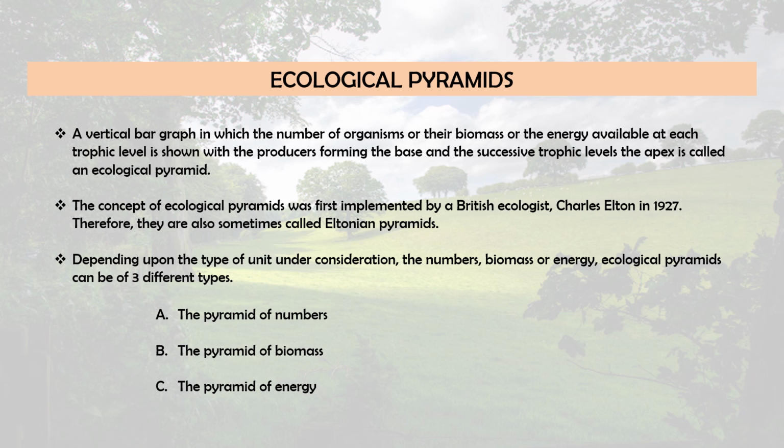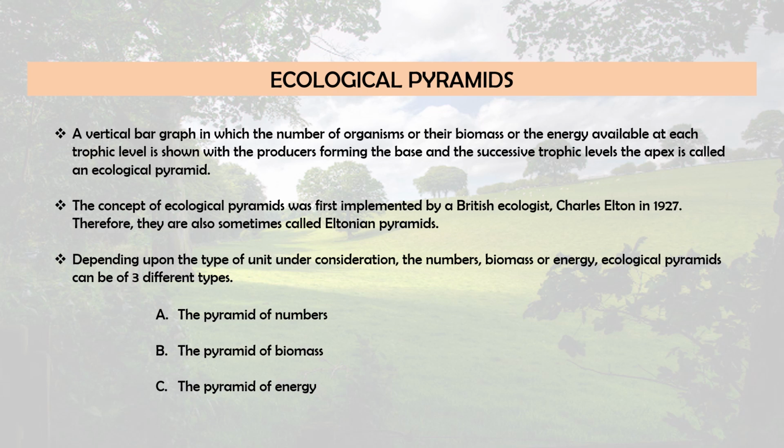The concept of ecological pyramid was first implemented by a British ecologist, Charles Elton. In some books, it can be referred to as Eltonian pyramids also. So, there is no need to be confused about that. And the horizontal bars that are arranged in the triangle provide us the hierarchic order from primary producer level to the top carnivore at the apex.